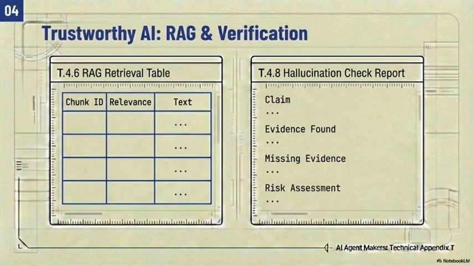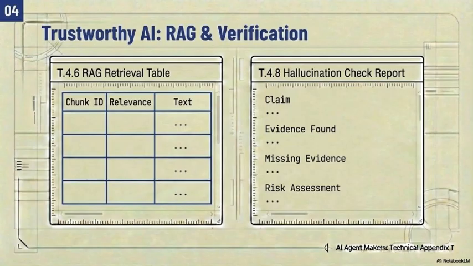That structural self-limitation is what creates trust. And this all culminates in the ultimate reliability mechanism, the hallucination check report. This report is essential for any high-stakes drafting. It has 4 fields: claim, evidence found, missing evidence, and risk assessment. So it's like the AI is performing an audit on itself. It's a mandated self-audit, like a financial audit.